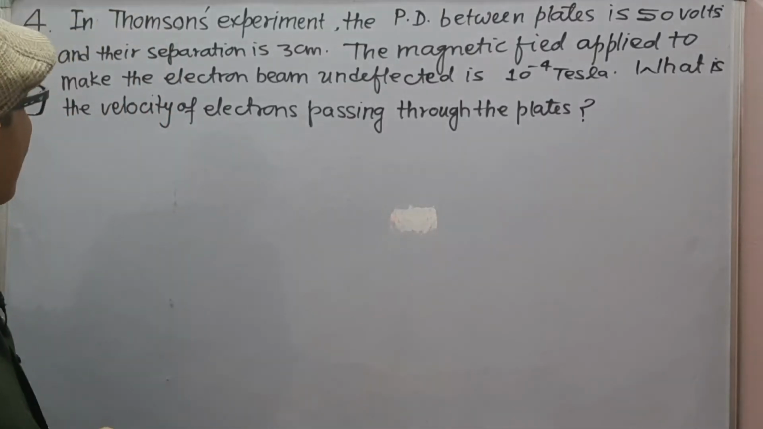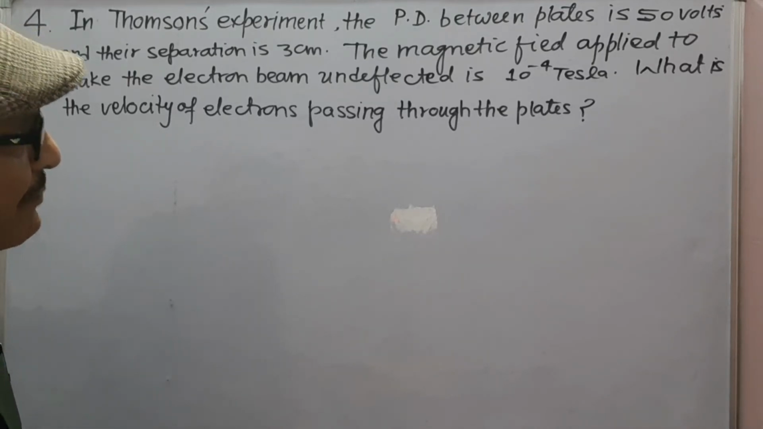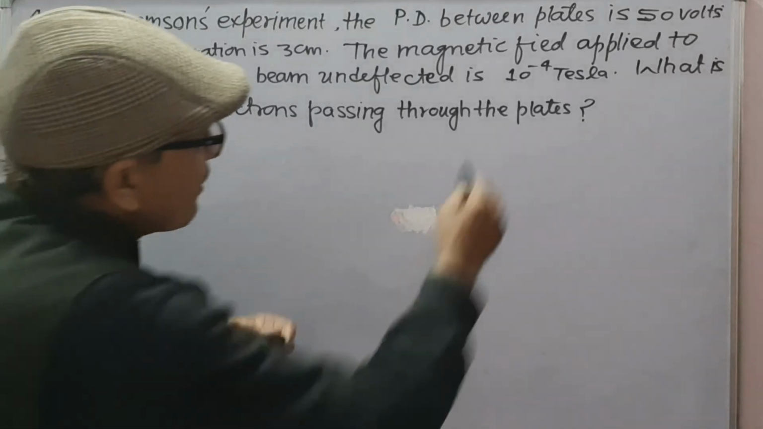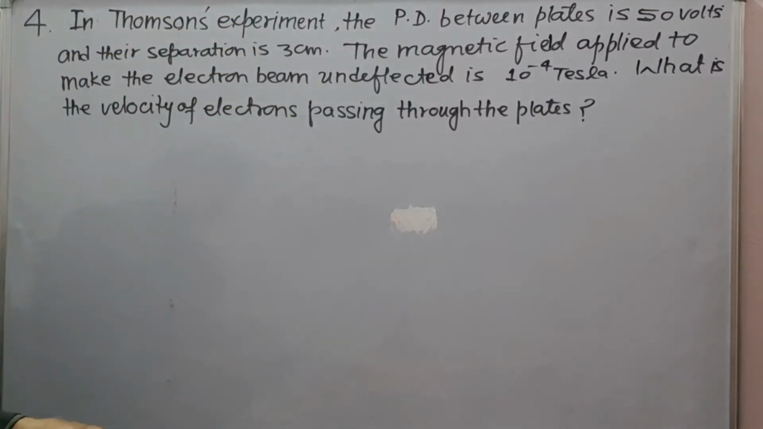Next question number 4 is, in Thomson's experiment, the potential difference between plates is 50 volts and their separation is 3 centimeter. The magnetic field applied to make the electron beam undeflected is 10 to the minus 4 Tesla. What is the velocity of the electrons passing through the plates?